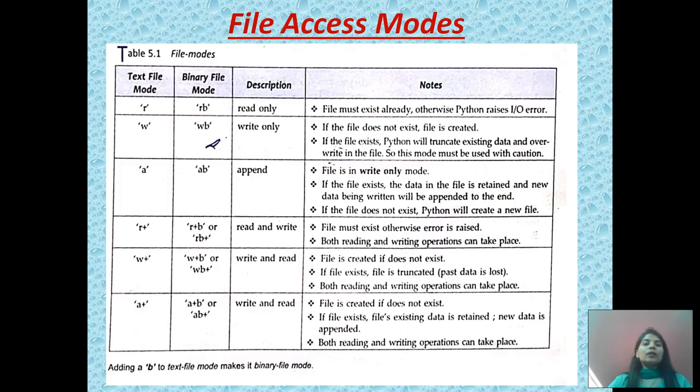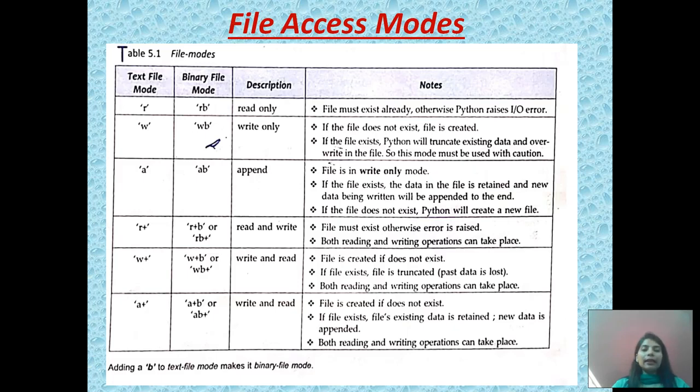So the first one is R. It is a read only mode. In a text file we will write R, and in a binary file we will write RB. You will write it within single quotes. Do not forget that, otherwise it will give you an error. This opens the file in read mode, but the condition is that the file must exist in your system, otherwise it will give you an input output error.